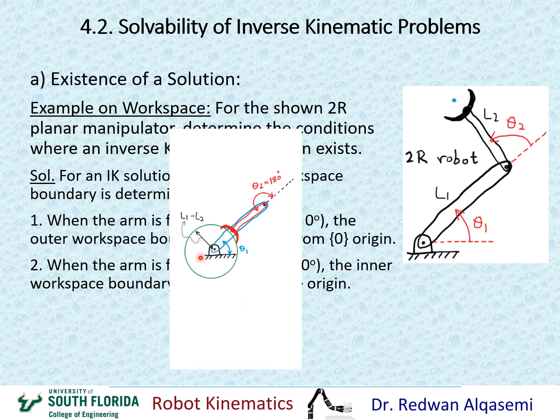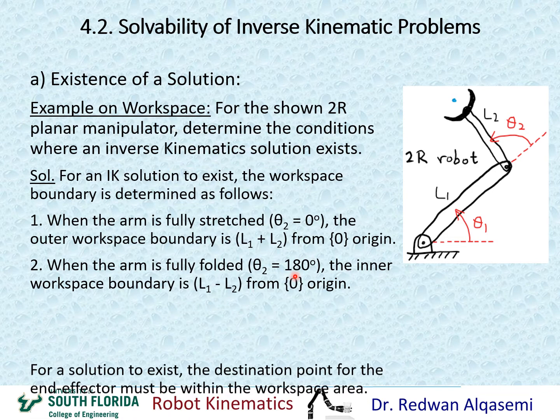This figure here demonstrates that. So this is the first link, and this red here is the second link. And when we rotate this about theta 1, it will form this small circle. And the radius of this small circle is L1 minus L2. Okay, so that would form the inner edge of my workspace.